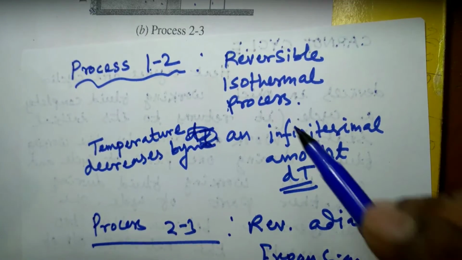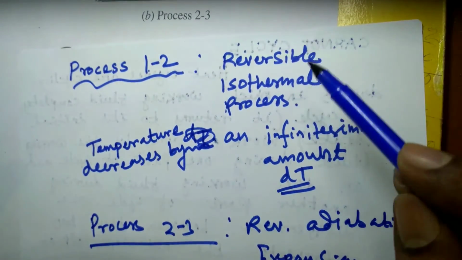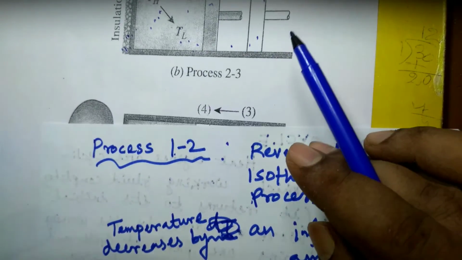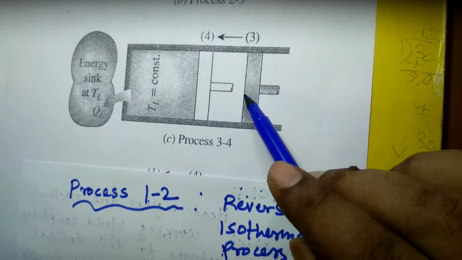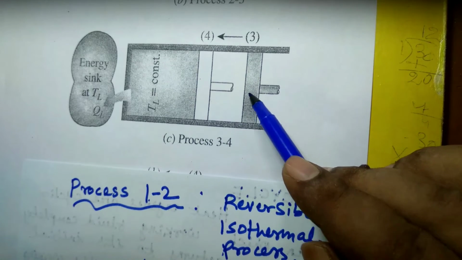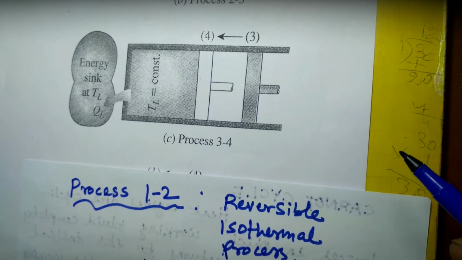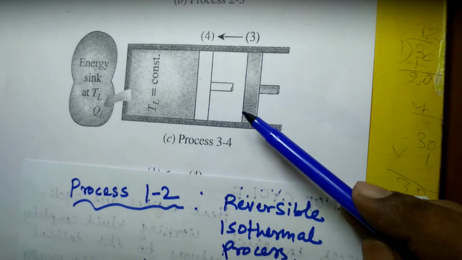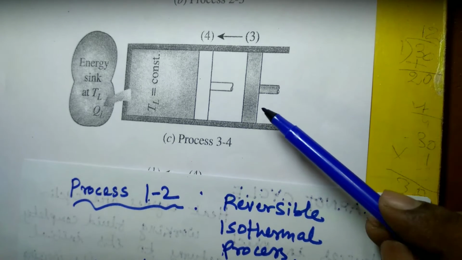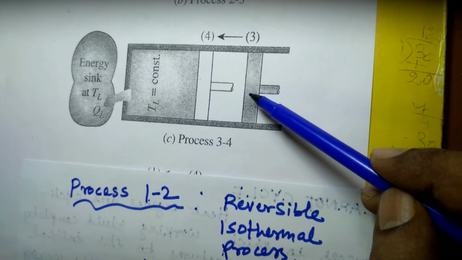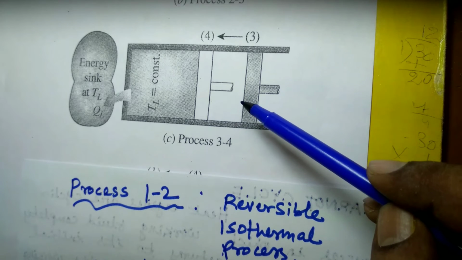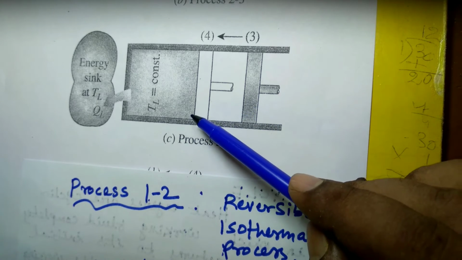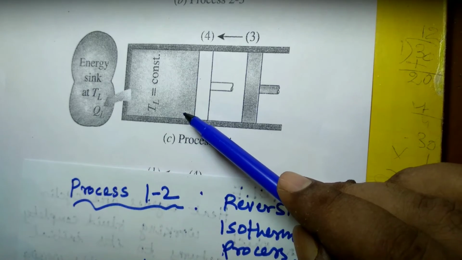Now that there is a drop in temperature from TH to TL, next comes the compression part. First compression takes place when the piston is pushed inward. Compression means we have to do some work from outside, so we have to provide some work from outside. Whenever the piston is pushed inward and compression takes place, the temperature of the system increases.